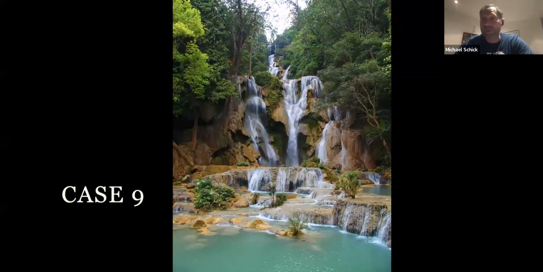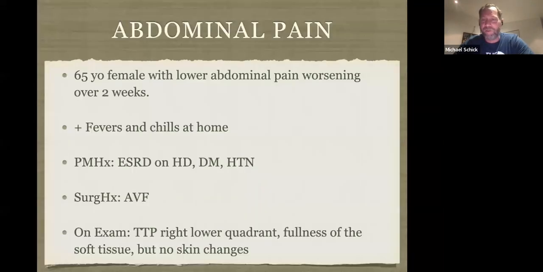All right, and then this will be the last case that is sort of an abdominal case. That's a waterfall in Laos where I did some work. And this is a 65-year-old, but we'll talk about a pediatric patient as well.